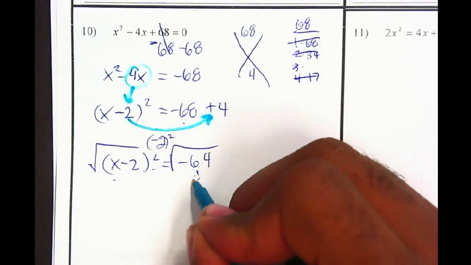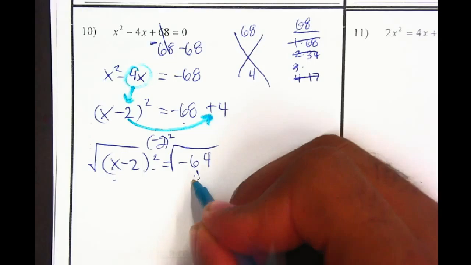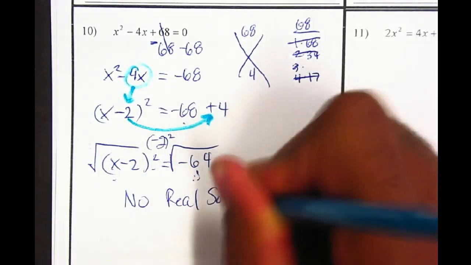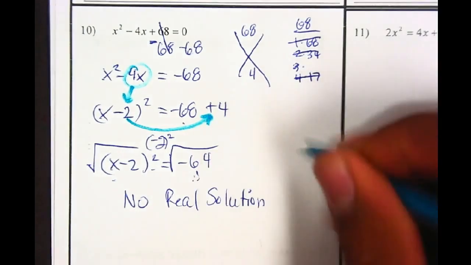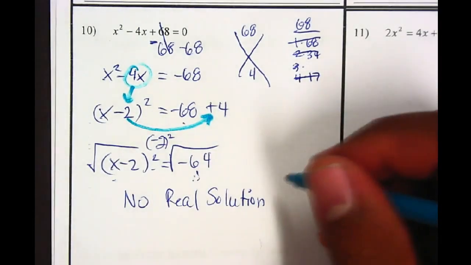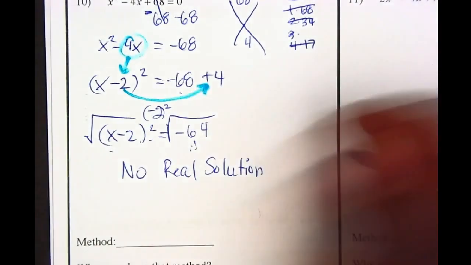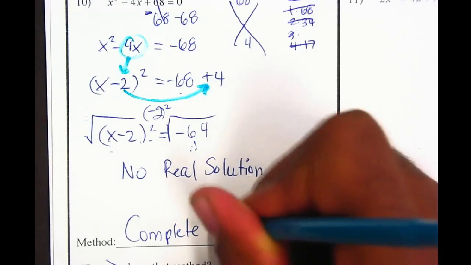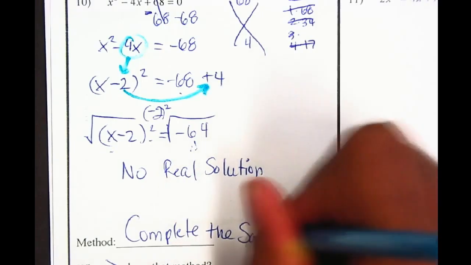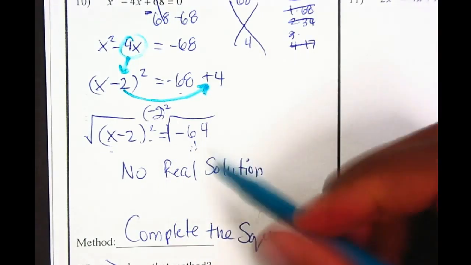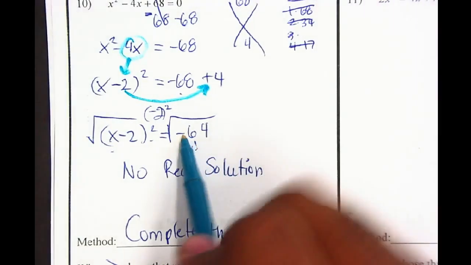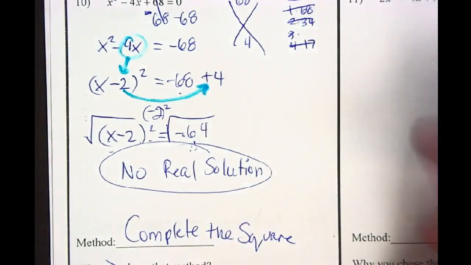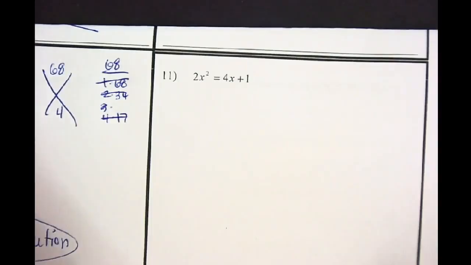So you can stop here. If you end up having to do a square root of a negative number, you can stop there and say there's going to be no real solution. Not no solution, because there is a solution. It's just not a real one. And then you could just say that the method you chose, or you tried, was completing the square. And maybe you tried the quadratic formula and you ended up again having to do a square root of a negative number, and you would still say no real solution. Okay? Now how about the next one?